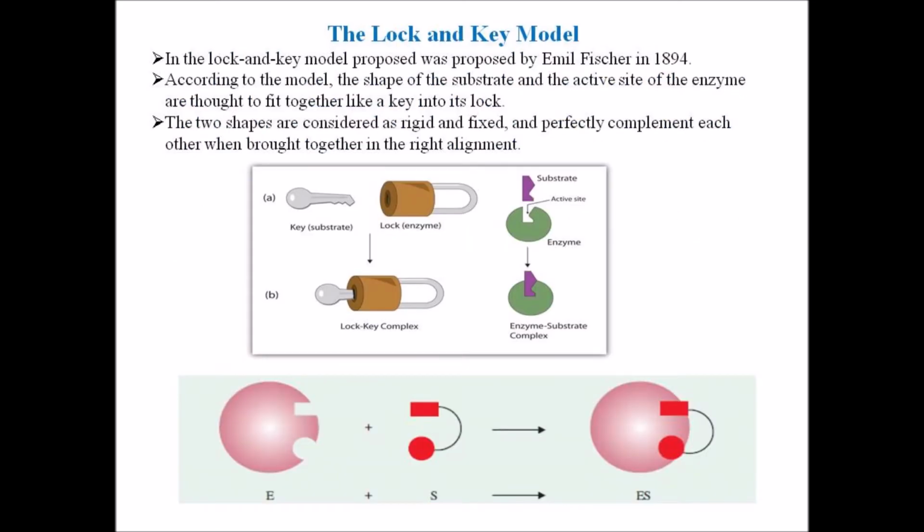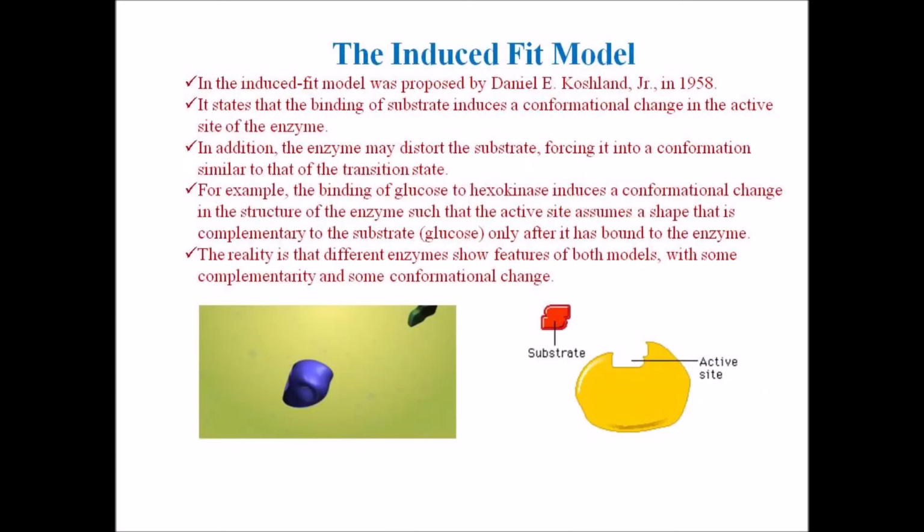The lock and key model was proposed by Emil Fischer in 1894. According to this model, the shape of the substrate and the active site of the enzyme are thought to fit together like a key into its lock. The two shapes are considered rigid and fixed and perfectly complement each other when brought together in the right alignment. See, the figures show how in the lock and key mechanism the enzyme and substrate bind and form the enzyme substrate complex.